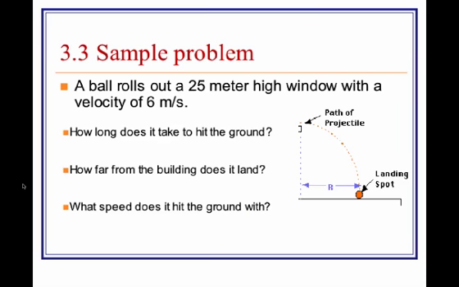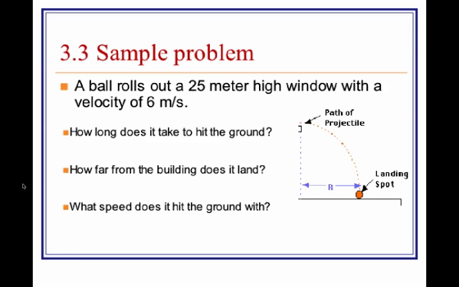Let's try a sample problem for a horizontal launch. A ball rolls out a 25-meter high window with a velocity of 6 meters per second. This means that the velocity is in the X direction. We want to know how long it takes to hit the ground, how far from the building it takes to land, that's going to be the range, and what speed it hits the ground with.